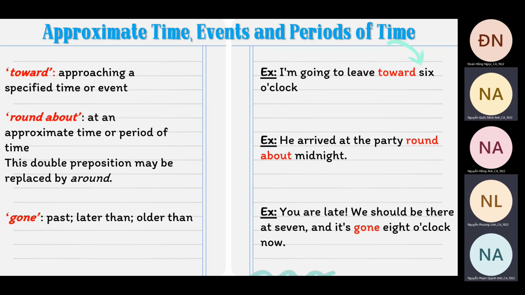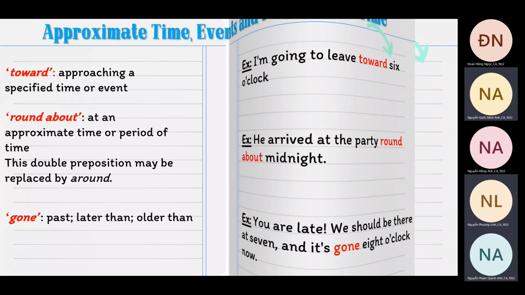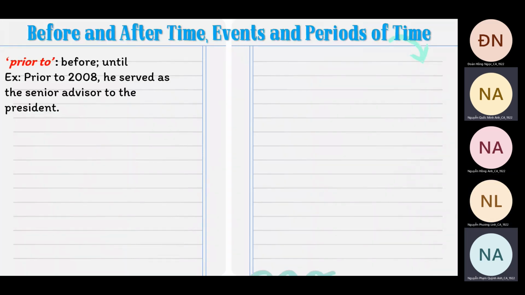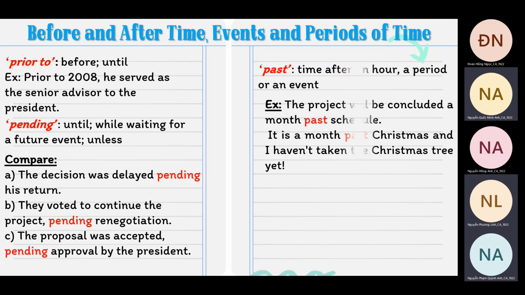Or roundabout, at an approximate time or period of time. This double preposition may be replaced by around. For example, he arrived at the party roundabout midnight. And we have gone, which means past or later than, or older than. For example, you're late, you should be there at 7, and it's gone 8 o'clock now.